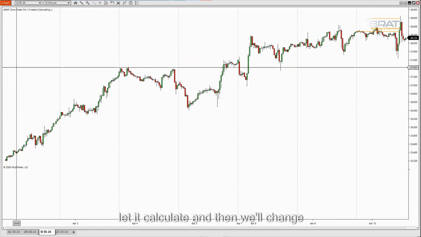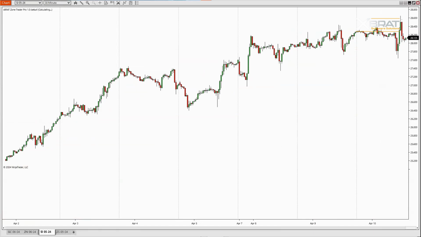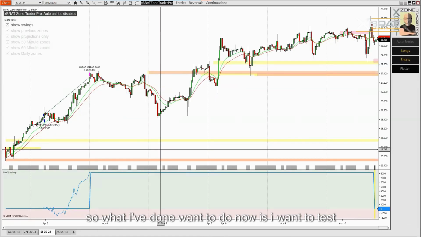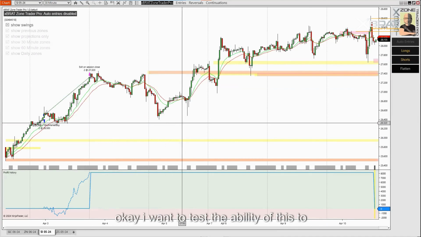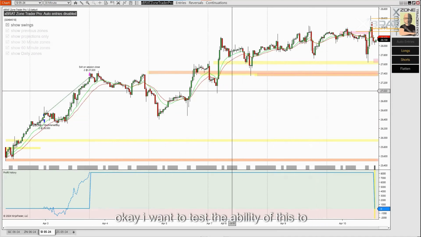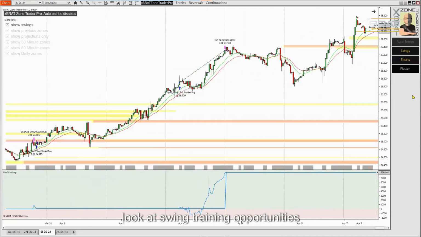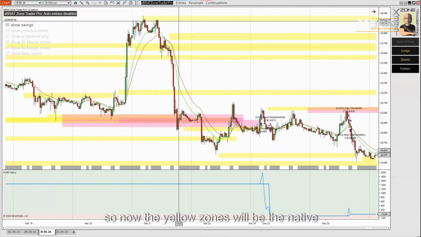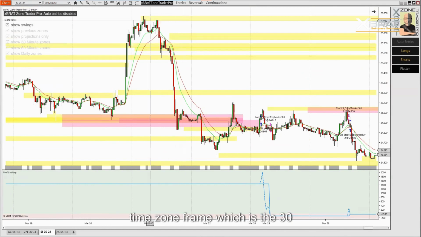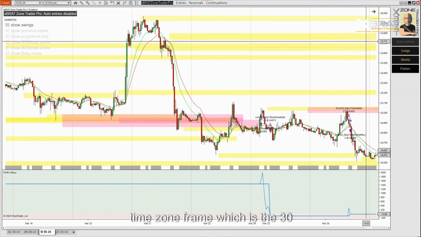Let it calculate, and then we'll change. So what I want to do now is test swings. I want to test the ability of this to look at swing trading opportunities. So now the yellow zones will be the native time frame, which is the 30.